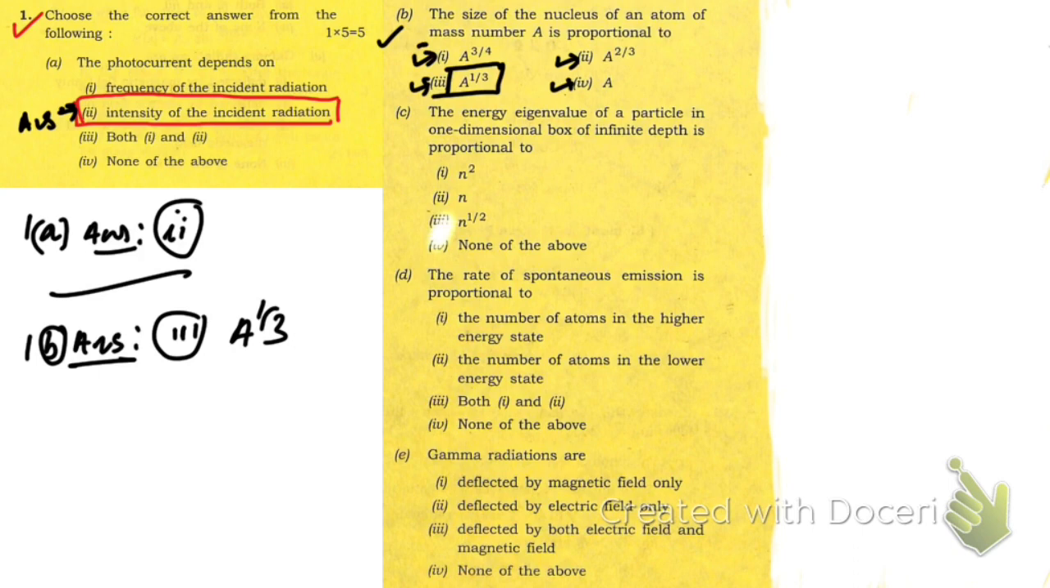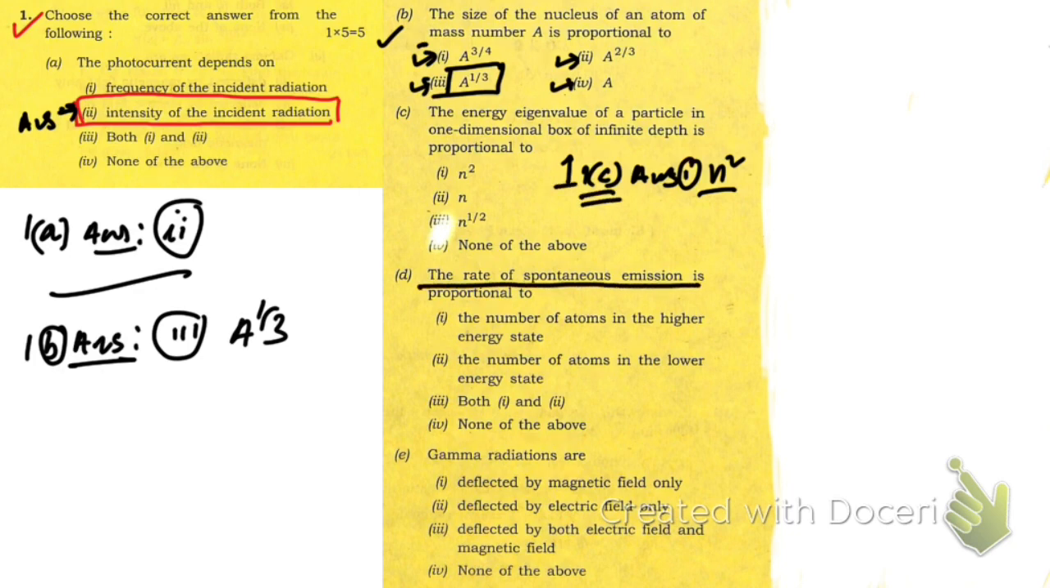Now let's move on to the next question. The energy eigenvalue of a particle in a one-dimensional box of infinite depth is proportional to. Options: n square, n to the power half, none of the above. The correct option is option 1, n square. So 1c answer is n square, that is option number 1.